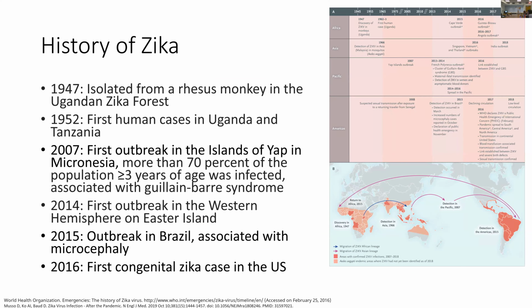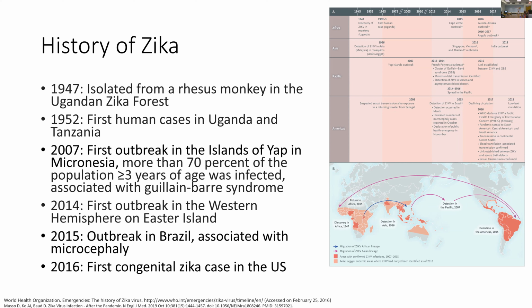Then in 2007, we had our first real Zika outbreak. This occurred in the islands of Yap in Micronesia. Islands of Yap, it's inordinately fun to say. And they found that more than 70% of the population there was infected. This was also when they first started seeing identification with things other than just flu-like symptoms. They saw a correlation with Guillain-Barré syndrome in individuals who were infected with Zika at that point.